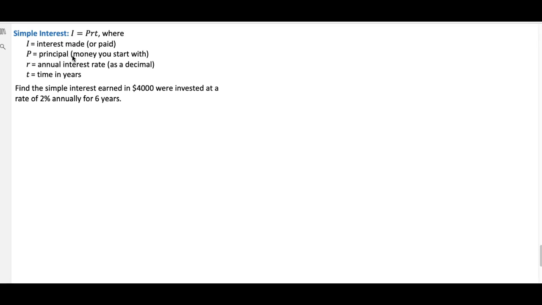P is the principal, which is the money you start with. R is the annual interest rate, and you have to write it as a decimal or it doesn't work. So if it's 6%, it's 0.06. T is time in years. So if it's a quarter of a year, if it's 3 months, you have to write 0.25. So it's got to be in years.